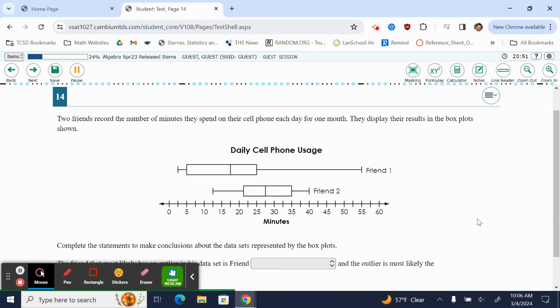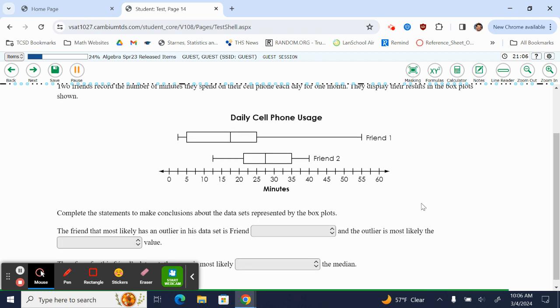Algebra OST Spring 2023 released state test items, number 14. It says two friends record the number of minutes they spend on their cell phones each day for one month. They display their results in the box plots shown below. Complete the statements to make conclusions about the data sets represented by the box plots.